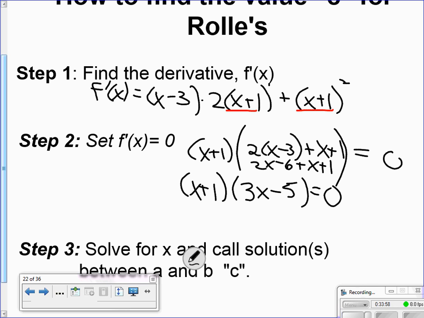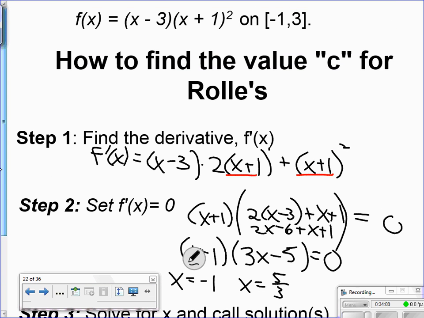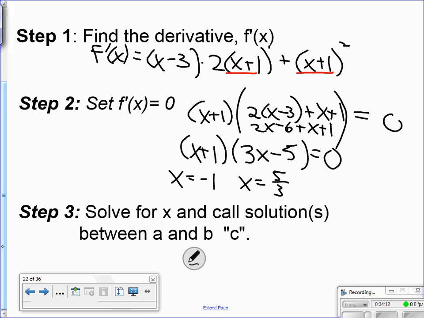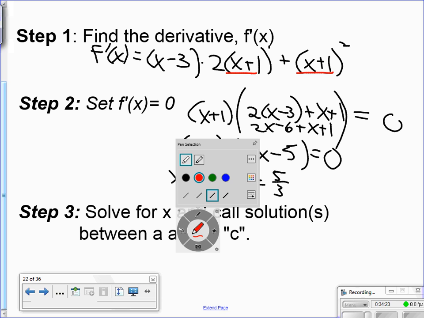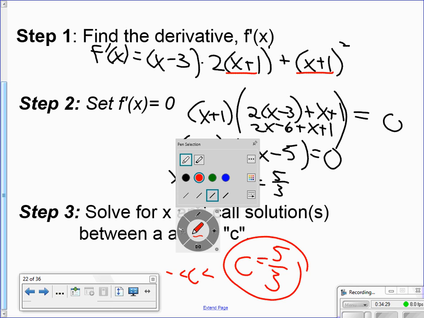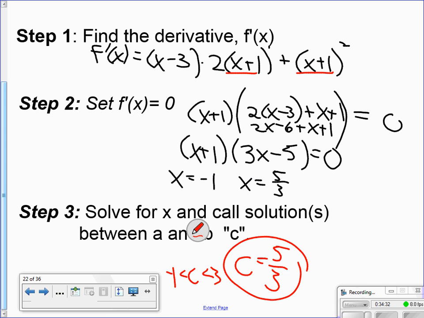So what values of x make this derivative equal 0? When x equals -1 and x equals 5/3. Now, are they both between the endpoints, -1 and 3? They've got to be greater than a and less than b. So -1 can't be called c. The only c is going to be 5/3. Because c has to be greater than -1 and less than 3. So that's the value c.